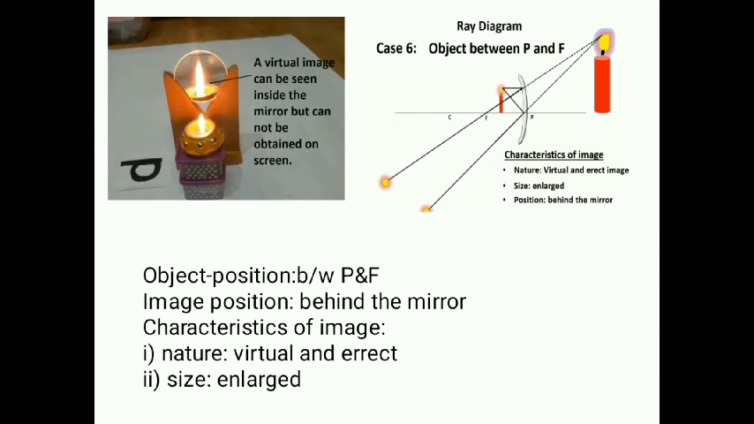When object is between pole and focal point, the image will be formed inside the mirror or behind the mirror. It cannot be captured on the screen. Such type of images are called virtual images.